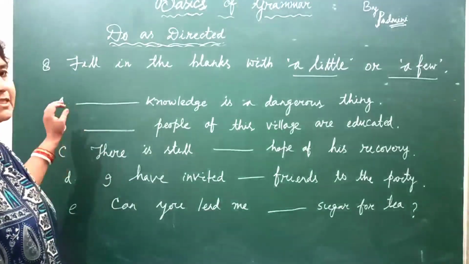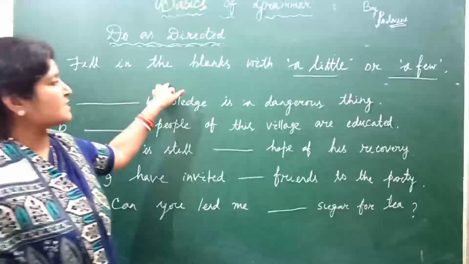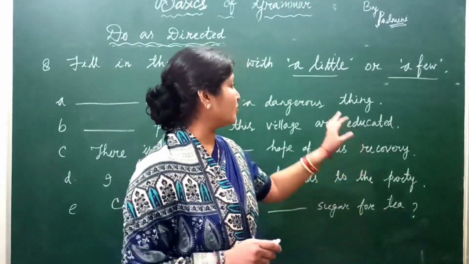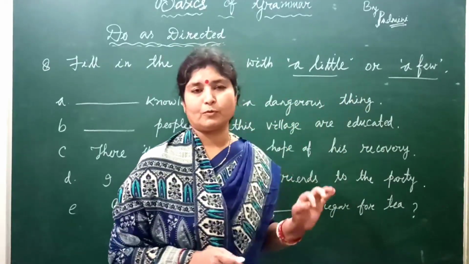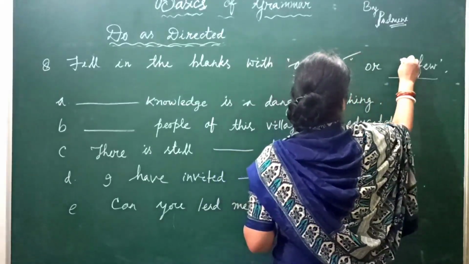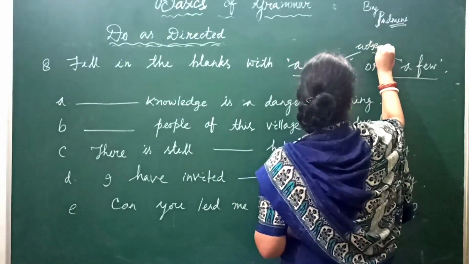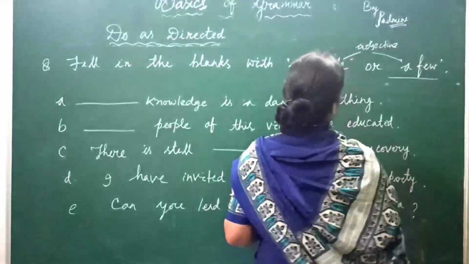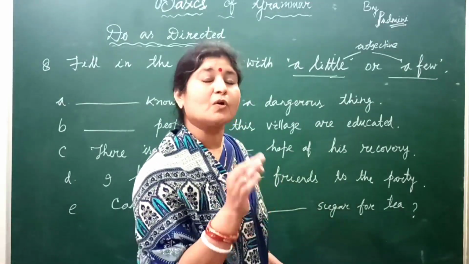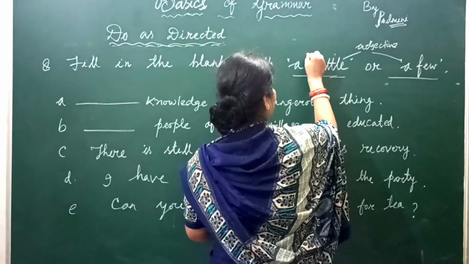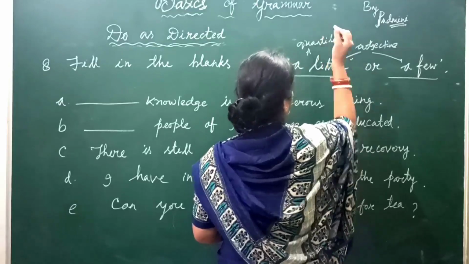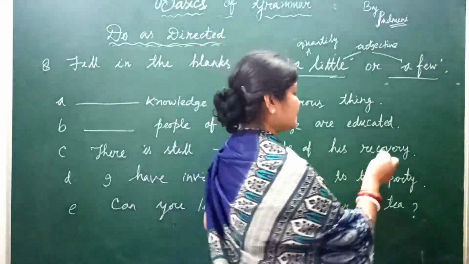Okay. My dear students, your next question is fill in the blanks with a little or a few. So first we will know about a little and a few. What are these? Both are adjectives. When we talk about a little, it is the adjective of quantity. And a few is the adjective of number.